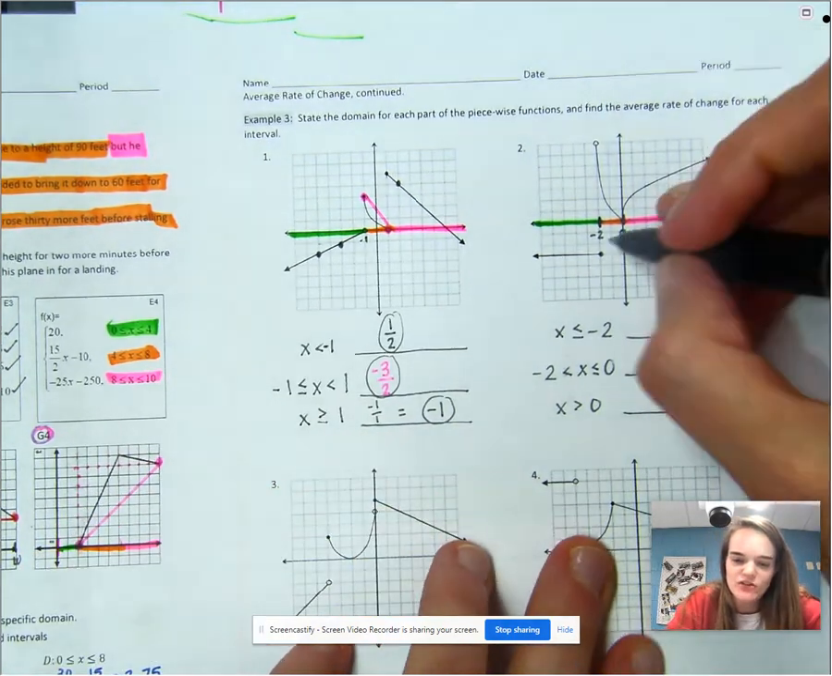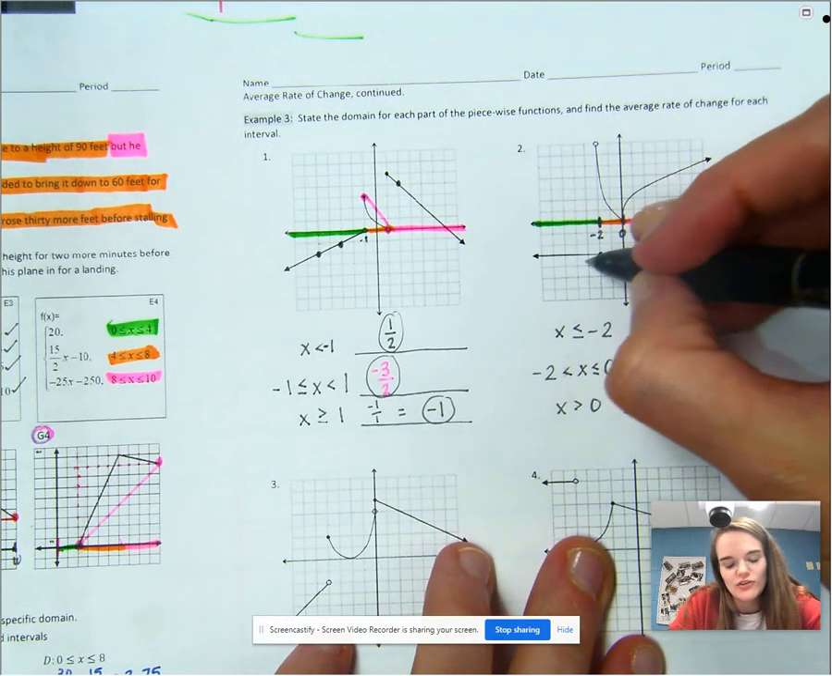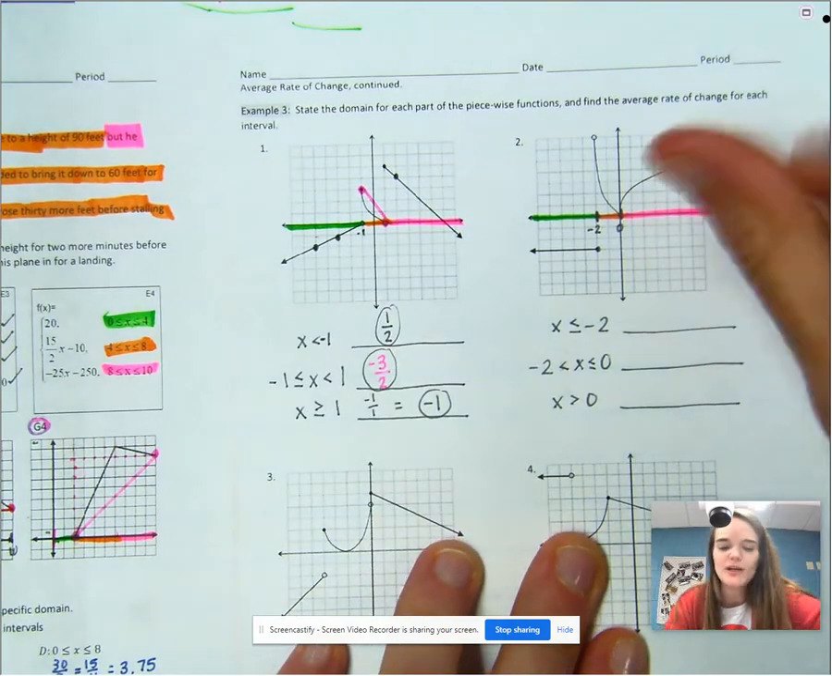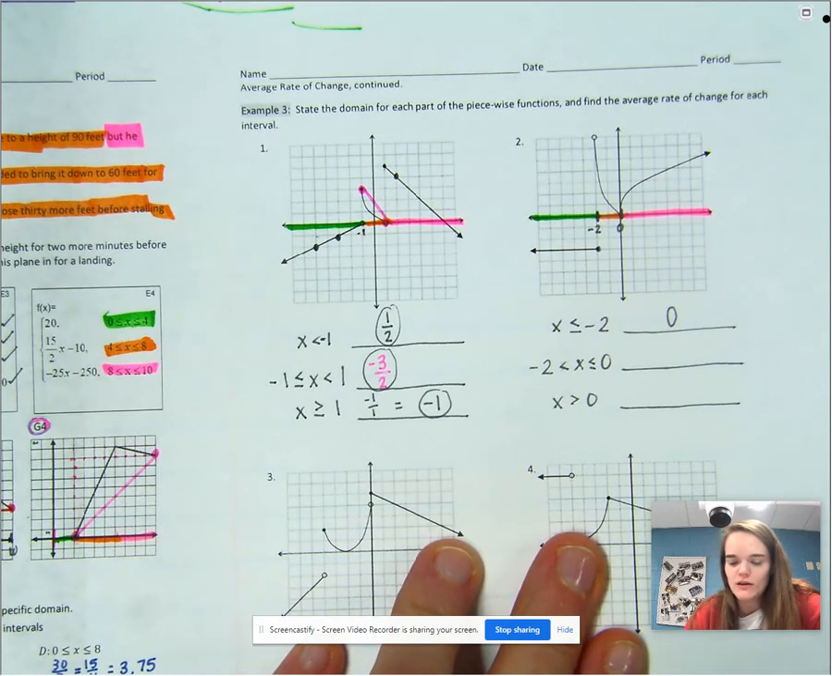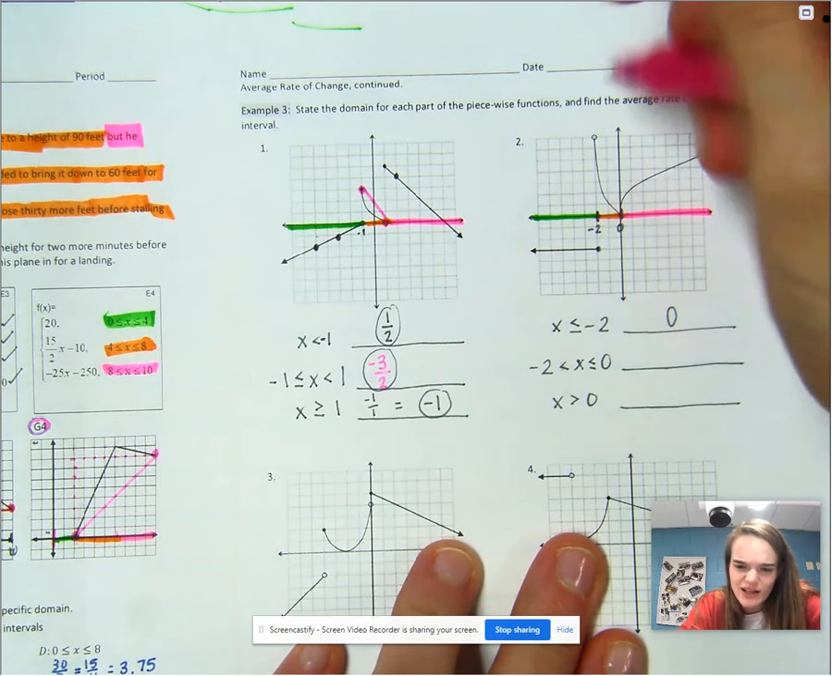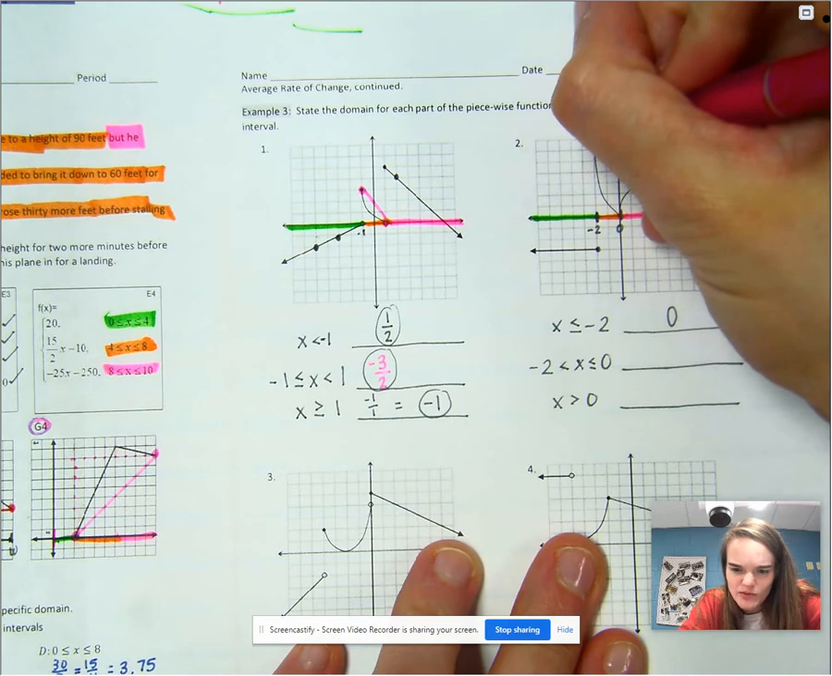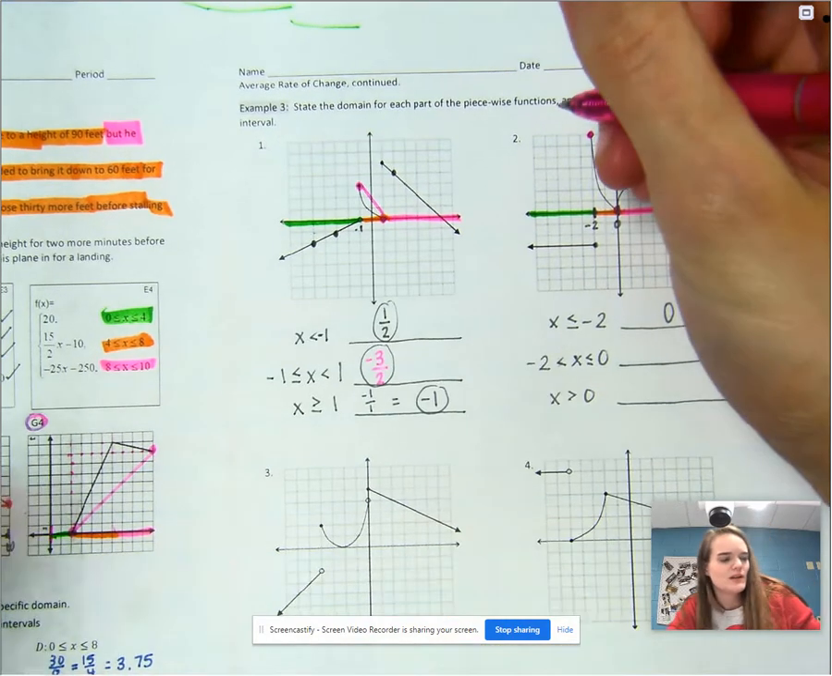So average rate of change. This is a line, so it is one we can just count the slope, but it's a horizontal line, which means the rate of change is 0. The next section is not a straight line, so we are going to have to put some points, connect them, and count the slope.